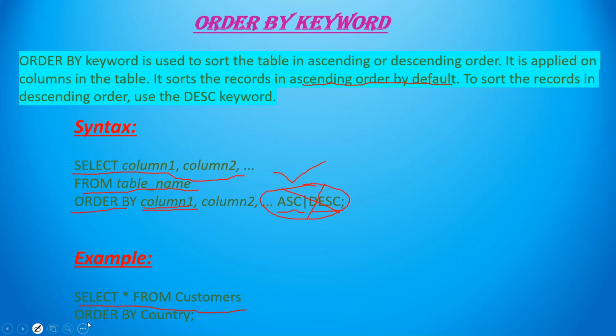Order by country. Customer is your table name and country is an attribute. Order by country will show all the records in ascending order of the country. It means first records with alphabet A, then B and so on. Ascending and descending we haven't specified, so it will be done in ascending order.